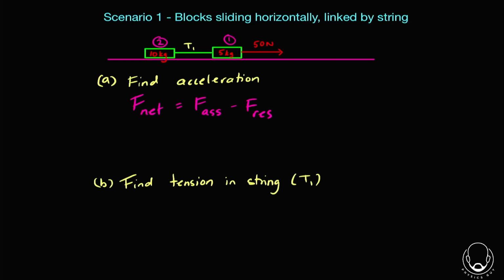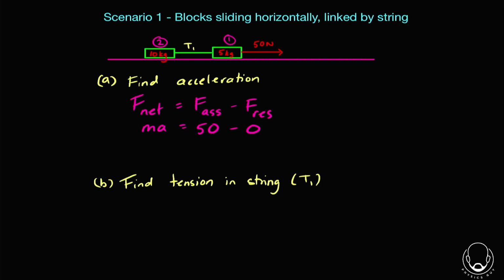In this scenario, there is one force causing the system to move forward, which is our force of 50 newtons. There are no resistive forces, as there's no mention of any friction or air resistance. So the assistive force is 50 and the resistive force is 0. Our net force is m times a, so we end up with ma equals 50 minus 0.